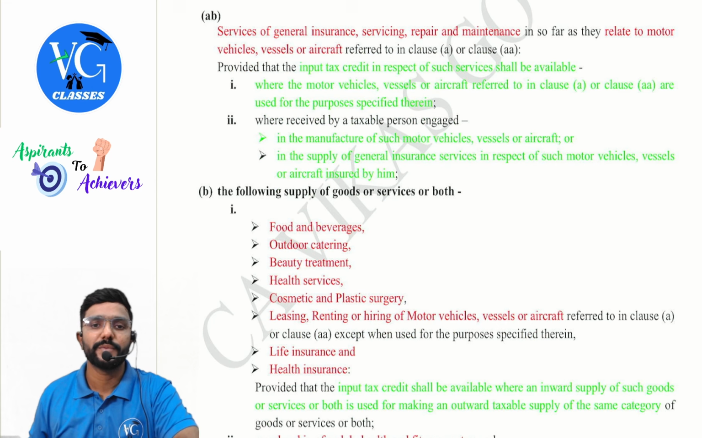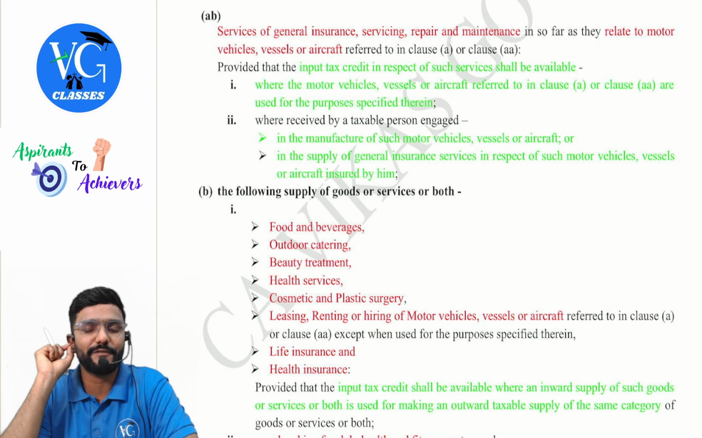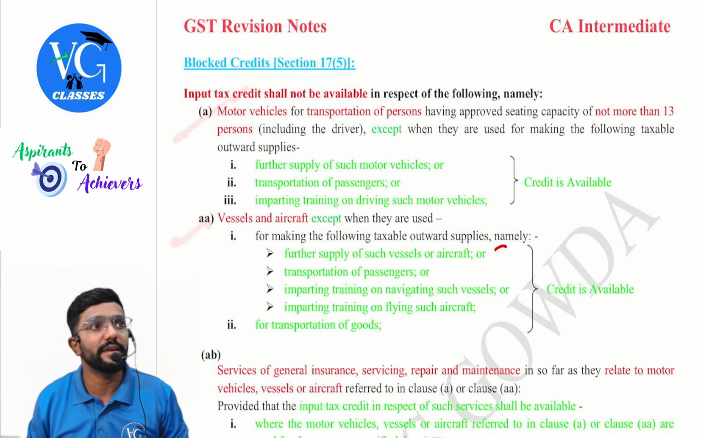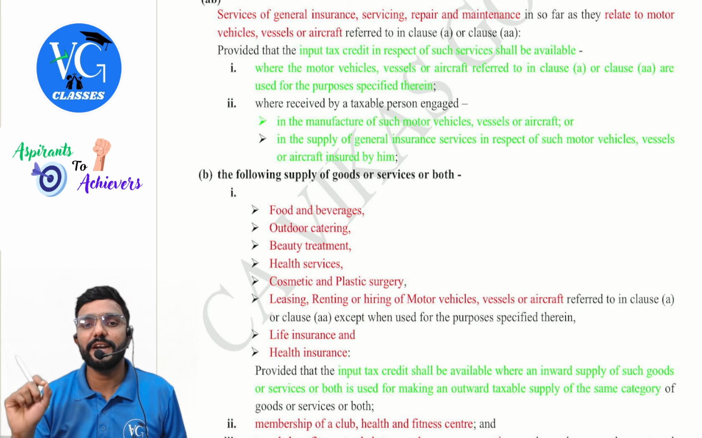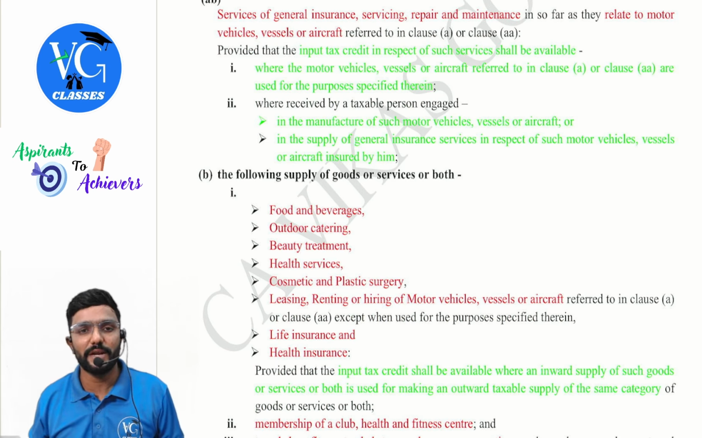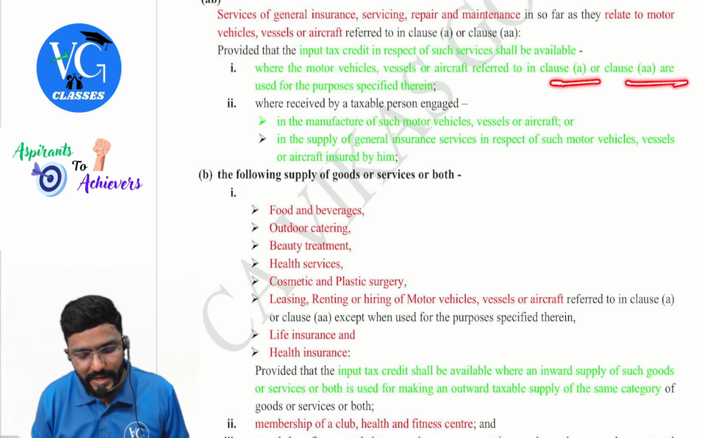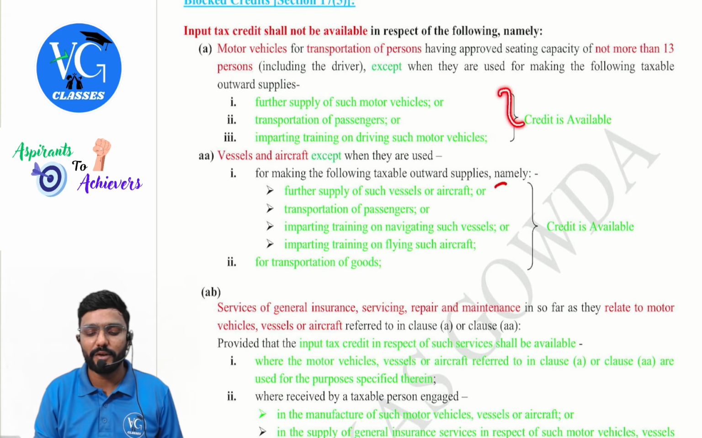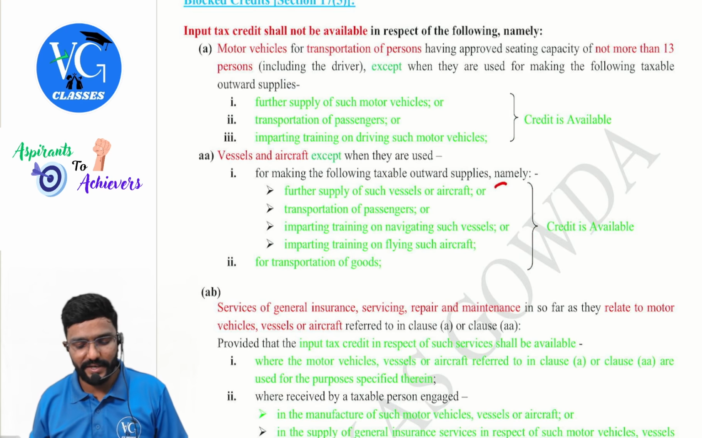Let me read AB. Services of general insurance, servicing, repair and maintenance insofar as they relate to motor vehicles, vessels or aircraft referred to in clause A and AA. Provided that the input tax credit in respect of such services shall be available where the motor vehicle, vessels or aircraft referred to in clause A or clause AA are used for purposes specified therein. Purposes specified therein means what? Whatever I have given in green color, guys.